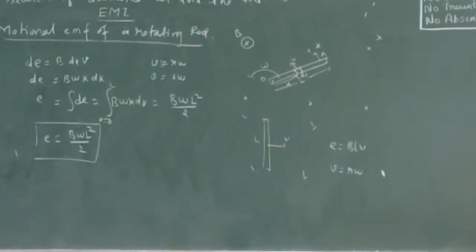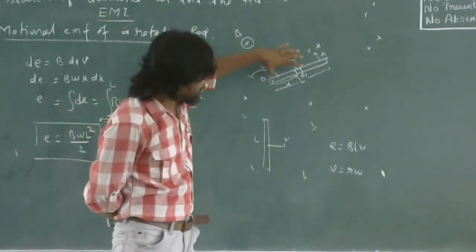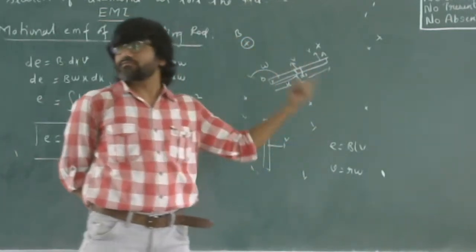This is when one rod or wire of length L is rotating.